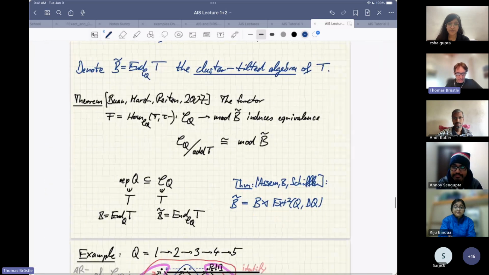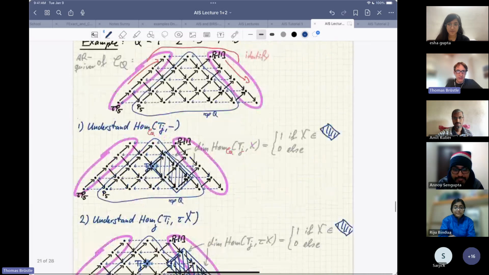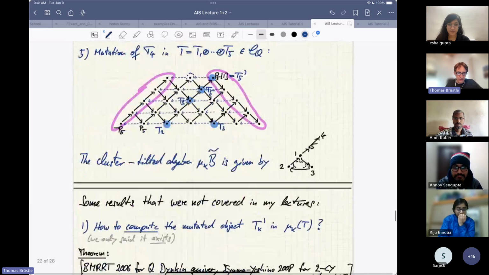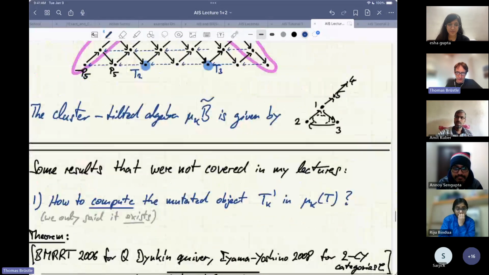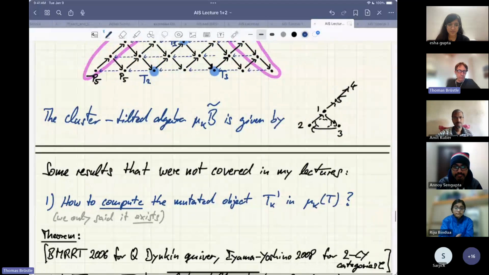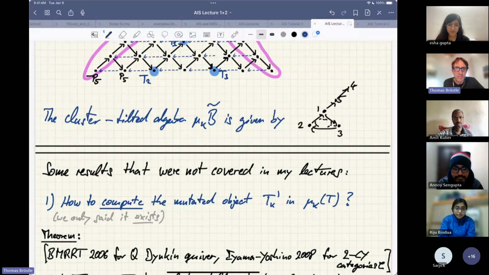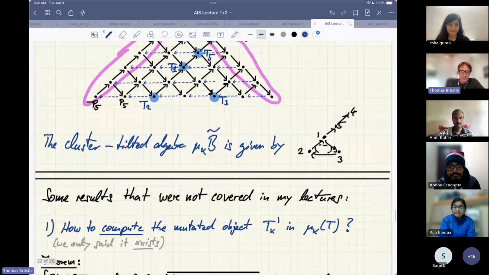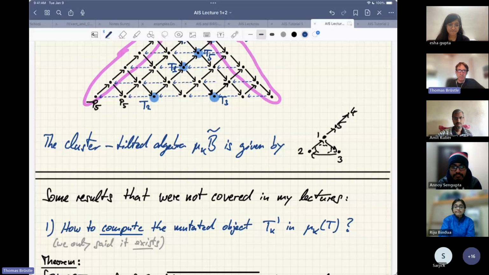Okay, good. So this is more or less the part that I really wanted to cover. Then here are my regrets, results that were not covered in what we did today. But I want to really wrap up this cluster category story, and so tomorrow I can continue talking about geometry of surfaces.